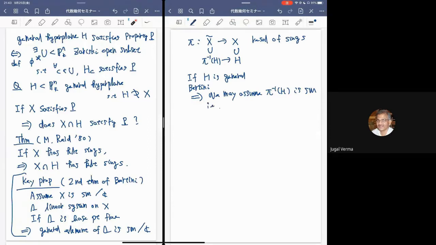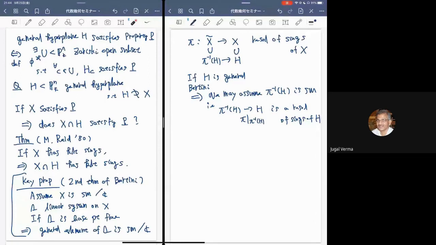Which means pi inverse H to H, this is the restriction of pi, becomes a resolution of singularity of H. So pi is a resolution of singularity of X. But if H is a general hyperplane, then because of Bertini, the morphism from pi inverse H to H is also a resolution of singularity of H. That is the key point of the proof of Miles Reid.